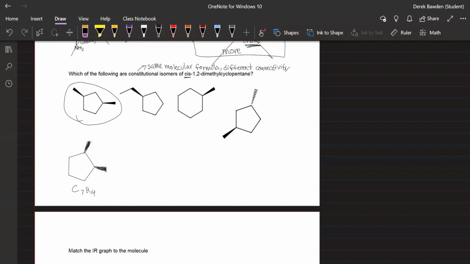What do we think about this next one? I don't think it'll have enough hydrogens. Okay, let's count them: 2, 4, 6, 8, 9, 10, 11, 12, 13, 14. 14 hydrogens and 7 carbons, so C7H14, which means yes, this one is a constitutional isomer. Be very careful on the exam. They can look very different from each other and still be constitutional isomers. So make sure you write out the chemical formula and go from there.